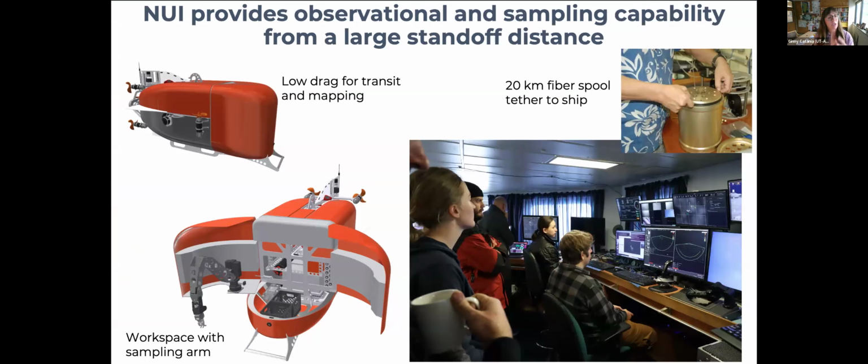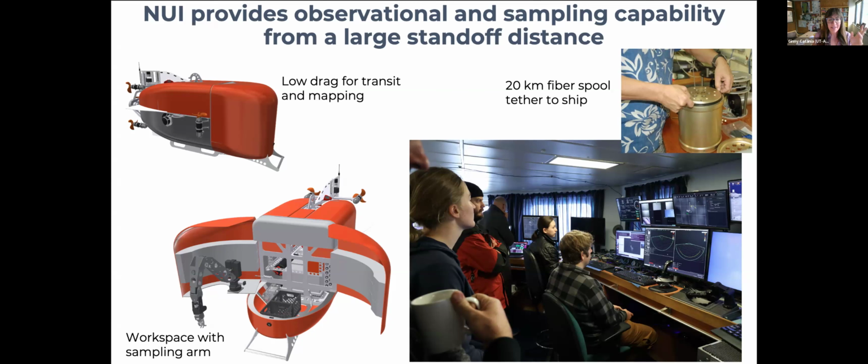And NUI's a really cool instrument in that it operates in this low drag mode for transit, but then it also has a big bay that opens with an articulating arm that can be used for sampling. So this was what allowed us to get cores very close, proximal to the glacier terminus. And it's all operated on the ship with a whole team.